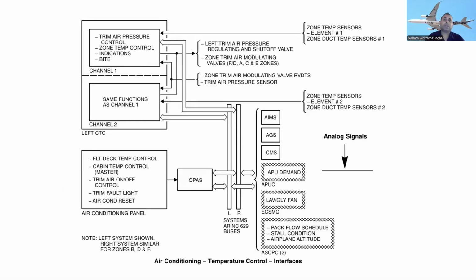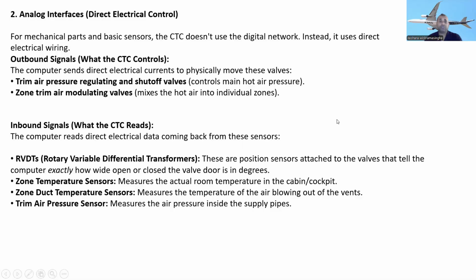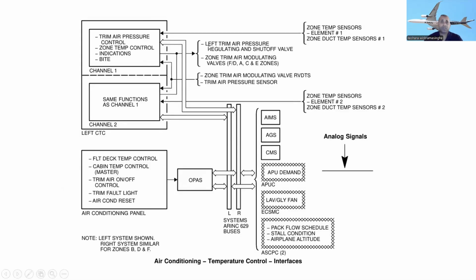Okay, so these are the interfaces. You can see AIMS, AGS, CMS, APU demands, and lateral galley fans. These are the systems connected through the ARINC 629 data buses. The direct analog interfaces are the controls for the trim air pressure regulating and shut off valves and the trim air modulating valves.